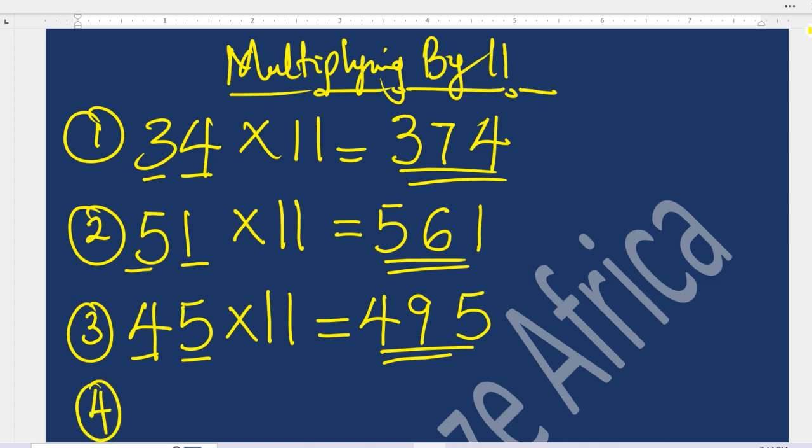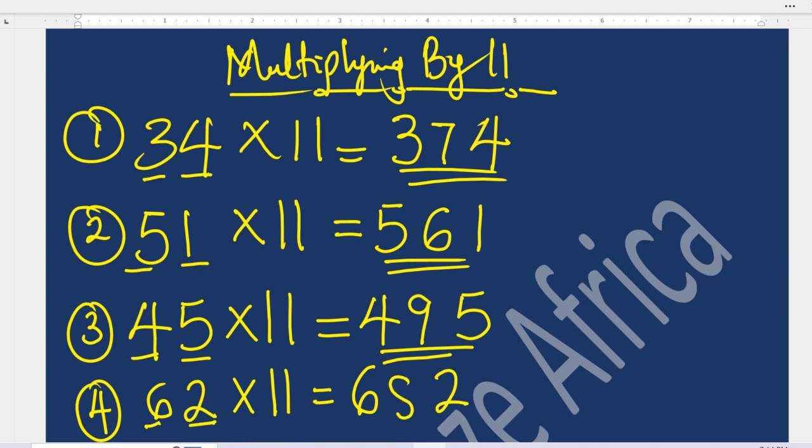Let's see the fourth example. 62 times 11. Write down 6, write down 2 with a space in between. Add 6 and 2 together. 6 plus 2 is equal to 8. Write 8 in the middle. So 62 times 11 is equal to 682. I hope you understand that.